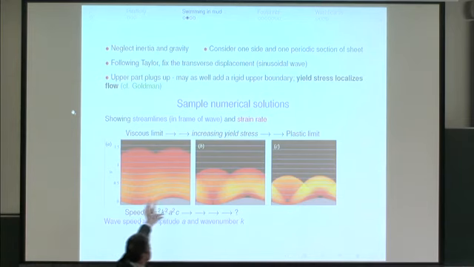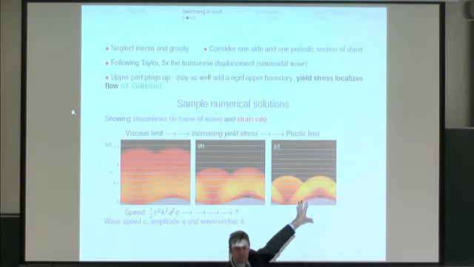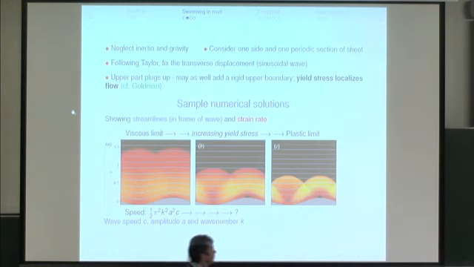So as you go up here, this corresponds to the plastic limit. The question is, what's the wave speed in this particular limit? And you might also wonder, what's this sort of pattern that's forming there? And maybe it looks a little bit familiar.